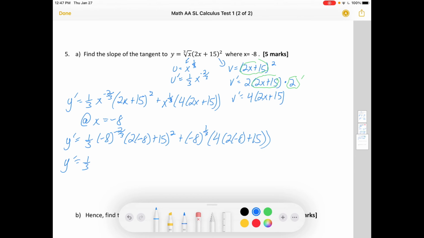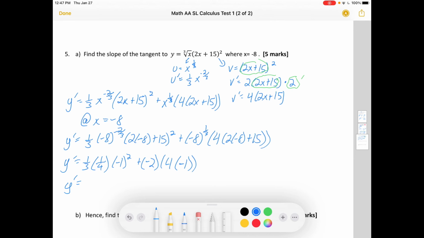You got to square it, which is +4. And you got to flip it over. So that's 1/4. 2 times -8 is -16 plus 15 is -1 squared. Next one, -8, its cube root is going to be -2. Okay, and that gives us 4 times 2 times -8 is -16 plus 15 is -1.